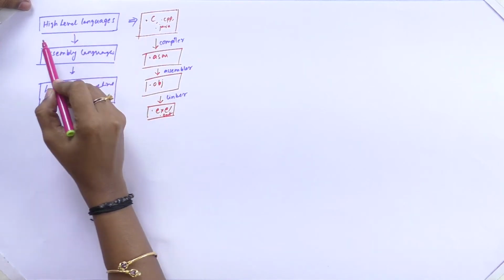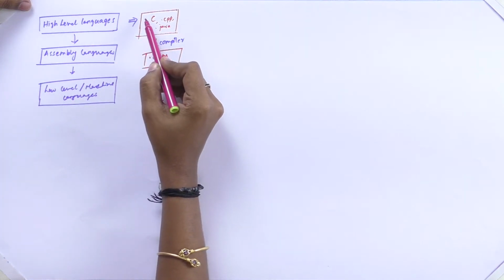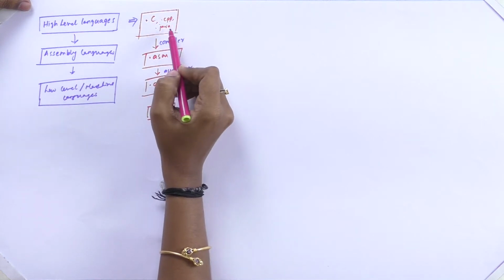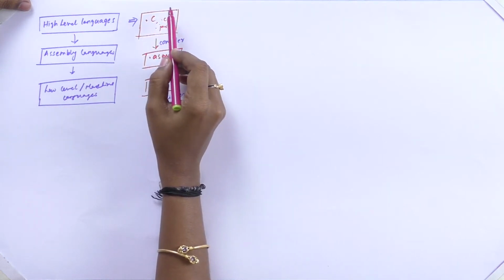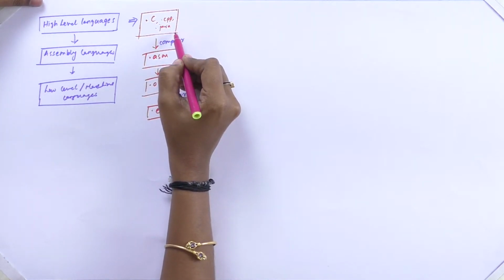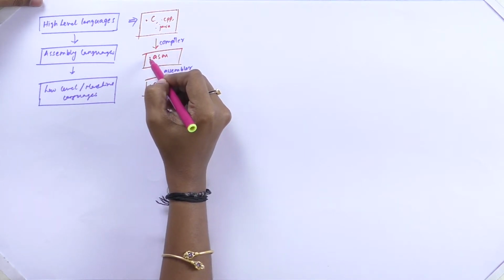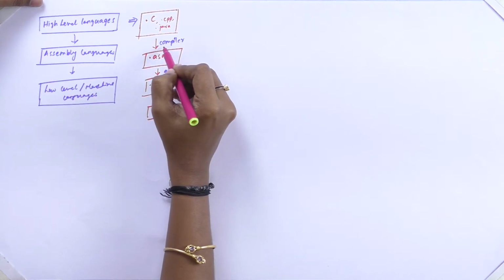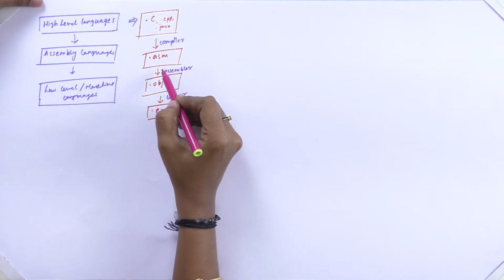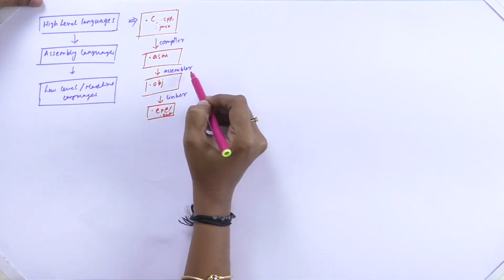So this is the levels of representation of languages. High-level languages, for example, are .C, .C++, .java files. These are all extensions of high-level languages, and these high-level languages are converted into assembly languages, which are stored with an extension of .asm, with the help of compilers. And these .asm files can be converted into .obj, that is object code files, with the help of an assembler.